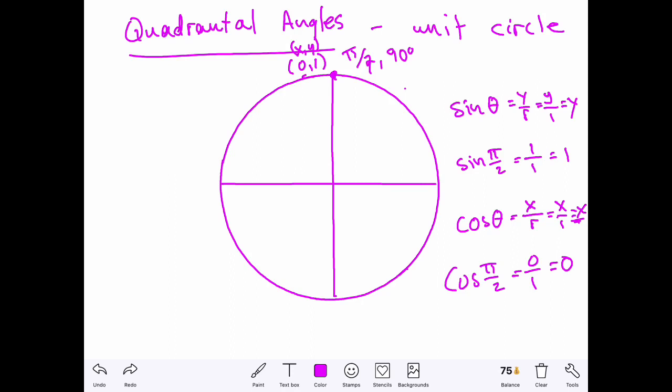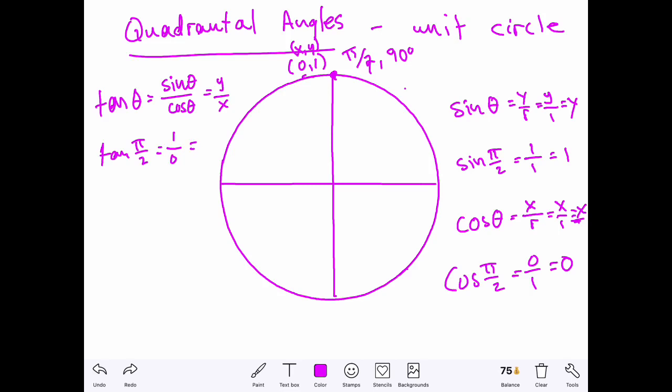Okay, let's go further. Tangent of theta, we said on the unit circle, would just be sine of theta over the cosine of theta. And if sine is y and cosine is x, we can further simplify. Okay, tangent of pi halves. Well, what did we say sine of pi halves was? We said it was 1, and it's also y here. And how about the cosine of pi halves? Well, we said that corresponded to x, and it came out to be 0.